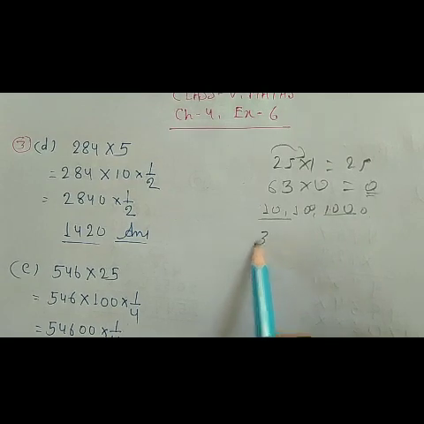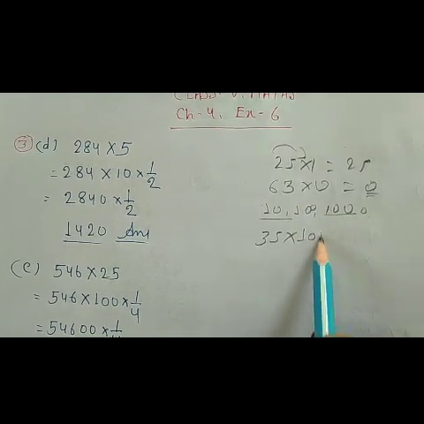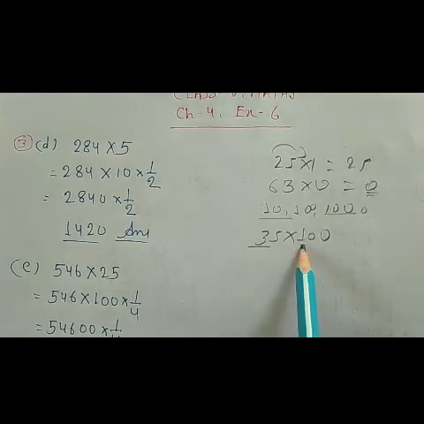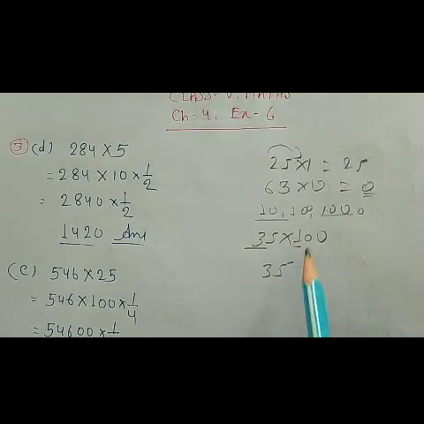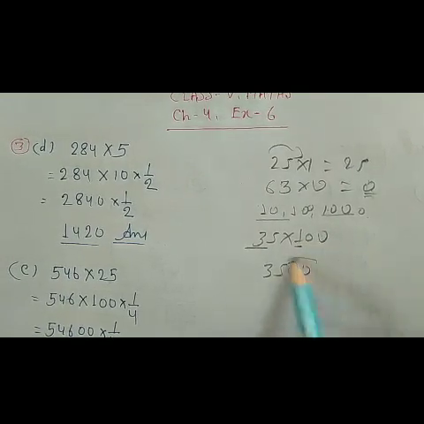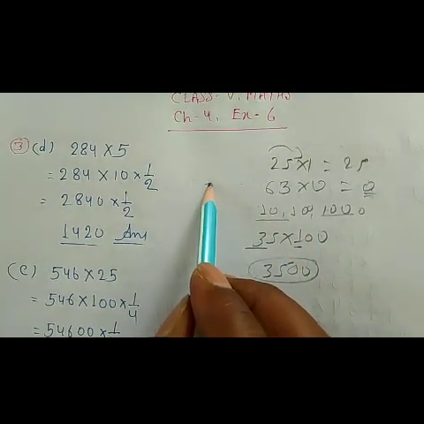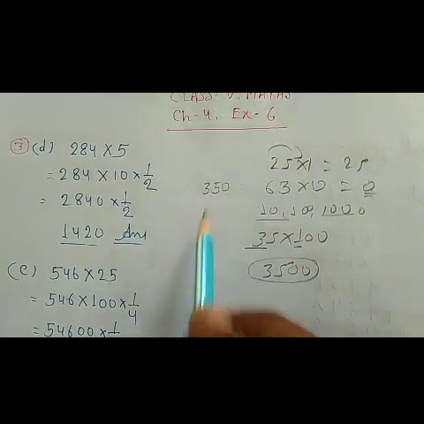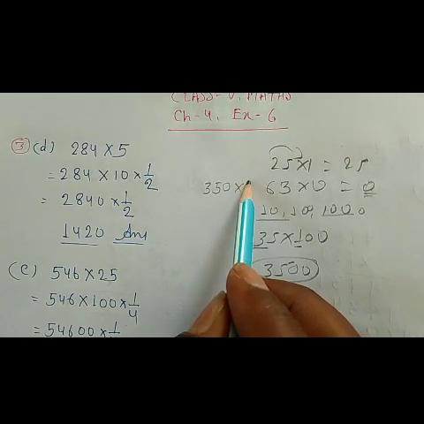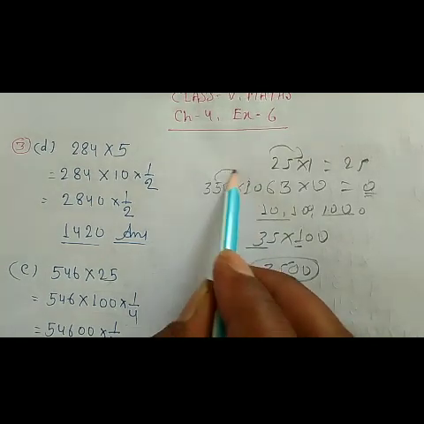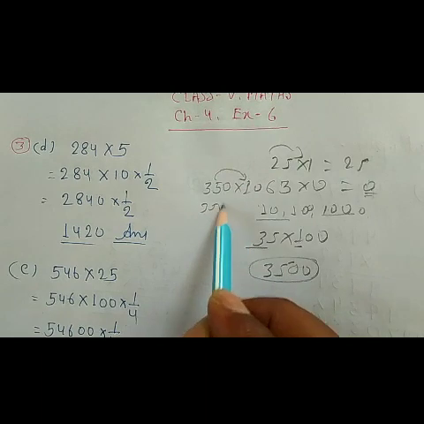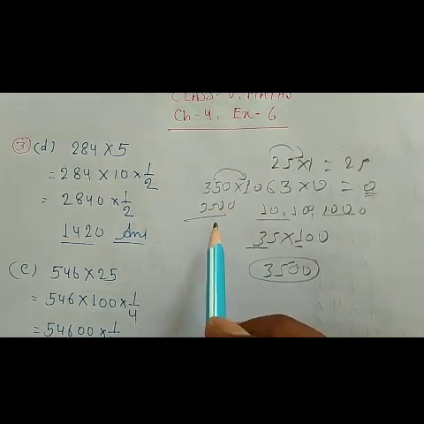Suppose this is 35 multiplied by 100, so now write 35 and these two zeros, so this will be the product. If we multiply any number, suppose this is 350 multiplied by 10, so simply write 350 and place this 0, so this will be the answer there.